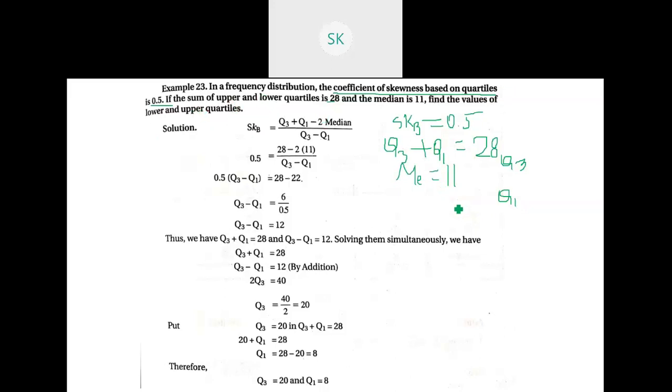So we are supposed to find the value of Q3. We don't know what is Q3 and we don't know what is Q1. Here they are not asking us to find the coefficient of skewness, but we are supposed to find Q3 and Q1, given the coefficient of Bowley skewness, Q3 plus Q1 and median. So we have got all these values here. Did you all understand the question first of all? Anybody has doubt in the question?